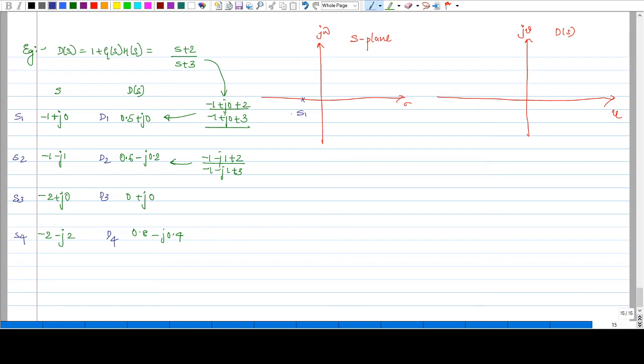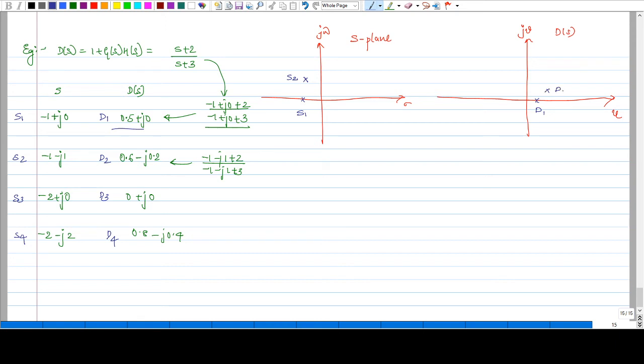Now corresponding to this S1, we have a D1 number, that is 0.5 plus J0 in D of S plane. So this will be somewhere here. This is D1. Similarly, S2 is minus 1 plus J1. So this is S2. Now corresponding to this, we will have 0.6 minus J 0.2 in the D2 plane. So it will be somewhere here.